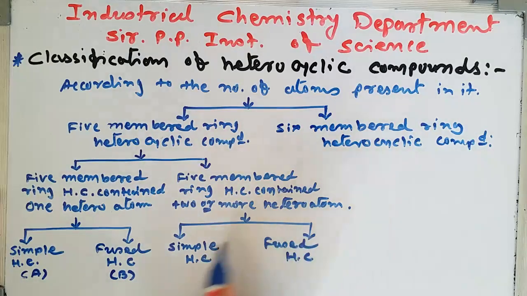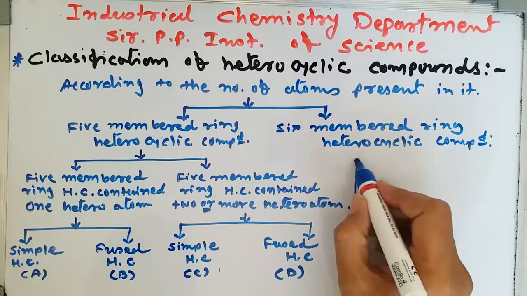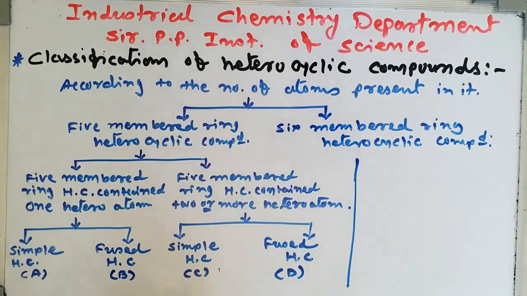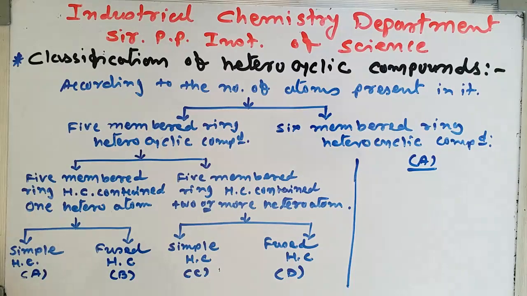Fused, B. Two or more heteroatom simple compound is C and fused is D. Now we see the example of these compounds. I write down some structure for this classification. First of all, we see A. That means 5-member ring heterocyclic compound, one heteroatom, and these compounds are simple heterocyclic compounds.